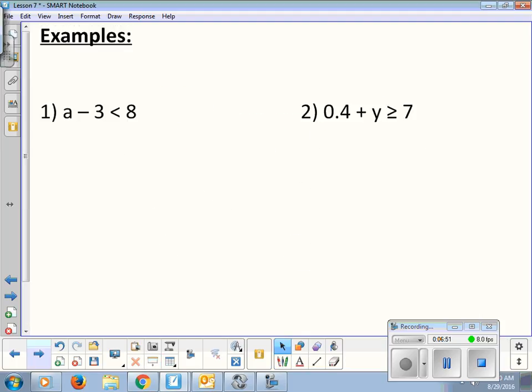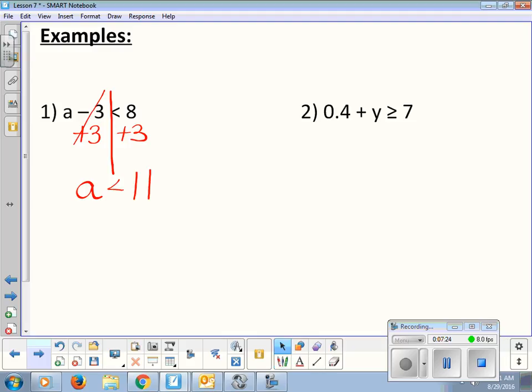For our first example, number 1, we have a minus 3 is less than 8. You can set this up just like solving equations. If you want to split your inequality, you can. If we look on the left-hand side, we have a minus 3. How do we undo minus 3? Add 3 to both sides. Negative 3 plus 3 will cancel out to be 0. And I'm going to bring down my inequality, less than. And what is 8 plus 3?